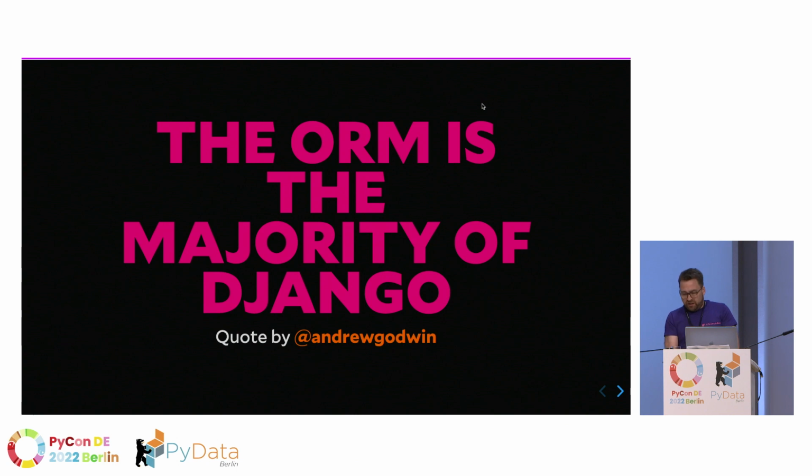So here's a quote by Andrew Godwin. The ORM is the majority of Django, which is quite true. It is maybe the most complicated, but also the most sophisticated part of the whole framework, which for me makes it quite hard to cover the advanced topics in 30 minutes, but let's try.